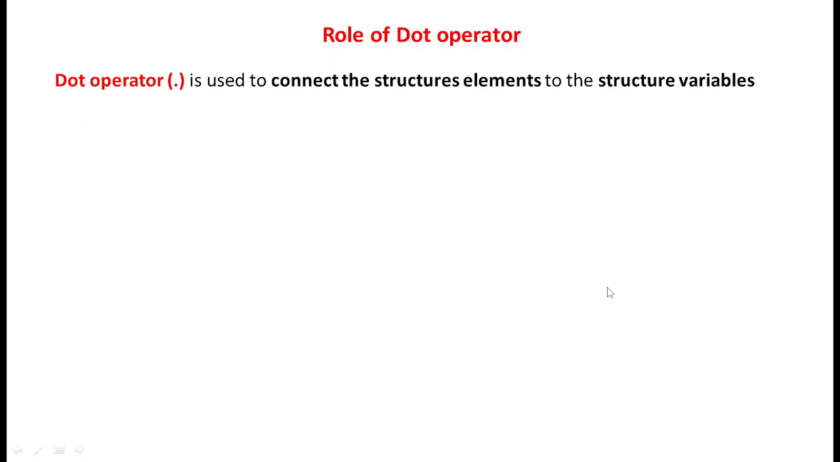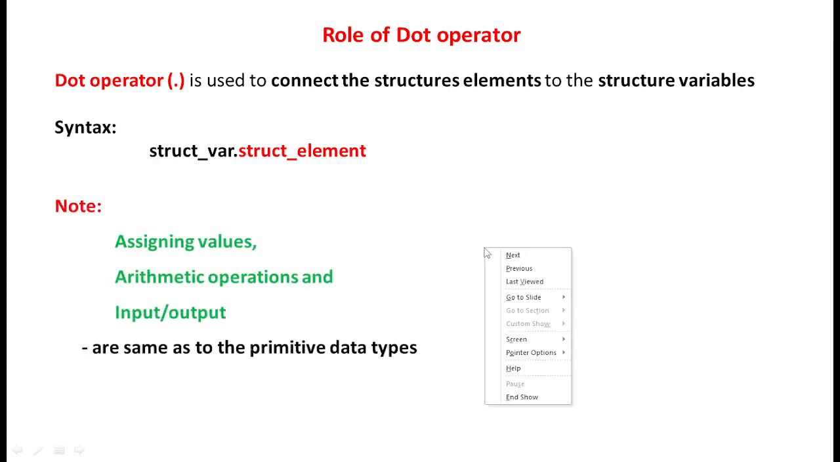Okay, so now you can find it. I have provided the syntax here. So struct, you can see that, struct variable. You have to create a variable for your structure data type, and you have to use a dot operator afterwards with the structure element, in the sense of whichever element you want to access. Okay, that's the thing.